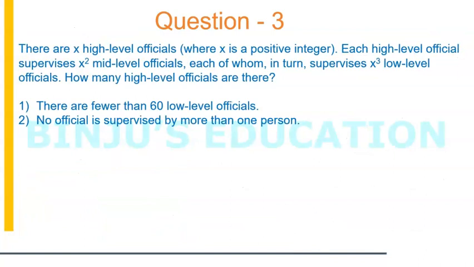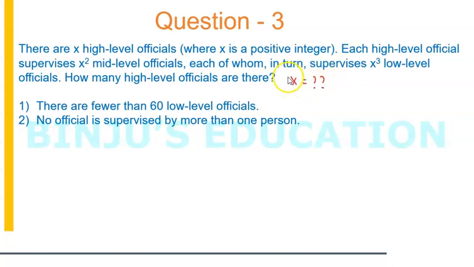All right, pause the video and try this question, please. All right, let's see what we can do with this one. There are X high level officials where X is a positive integer. Each high level official supervises X square mid level officials, each of whom in turn supervises X cube low level officials. How many high level officials are there? Basically we need to find out the value of X.